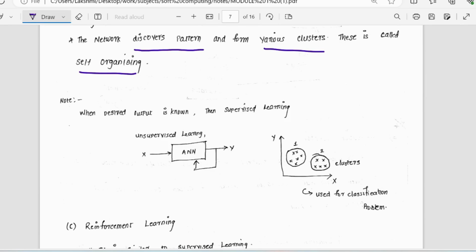In the previous case we knew the desired output, so that is called supervised learning. Whereas in unsupervised learning, the network generates a set of outputs which are together, so that it understands that these outputs belong together, and that forms one cluster. So for classification problems, we can use this kind of unsupervised method.